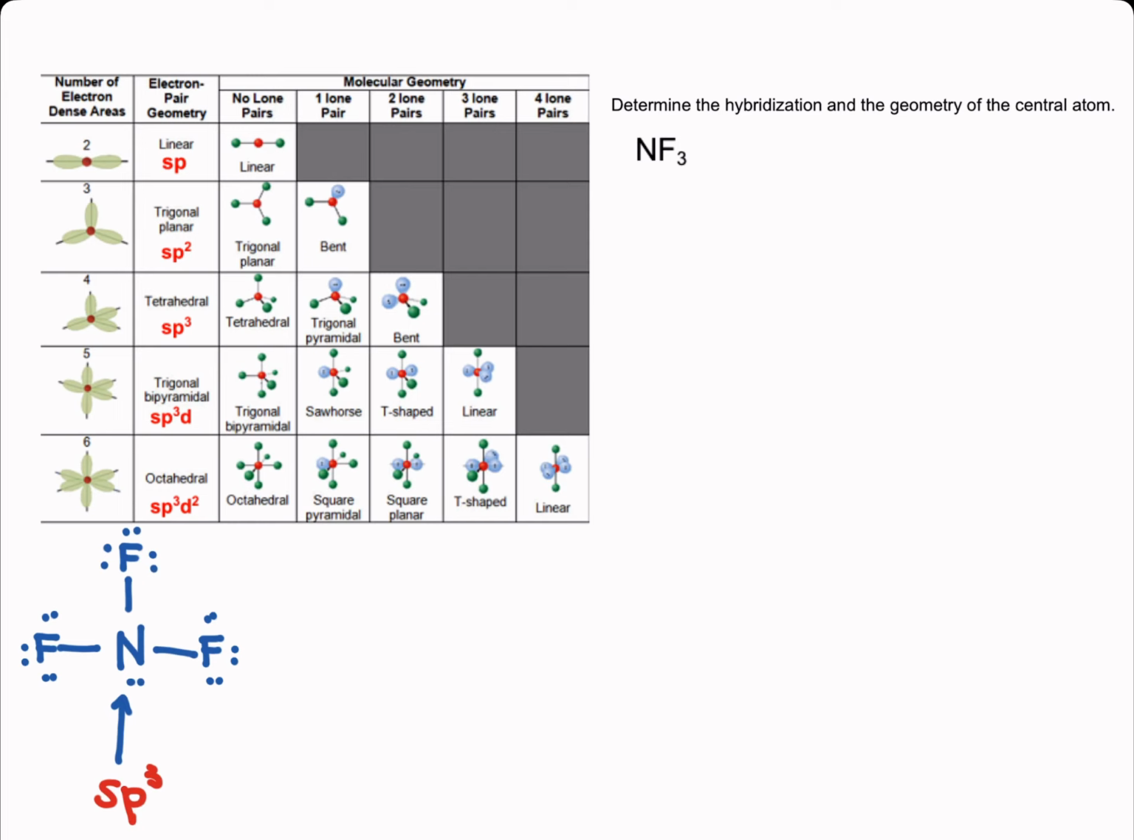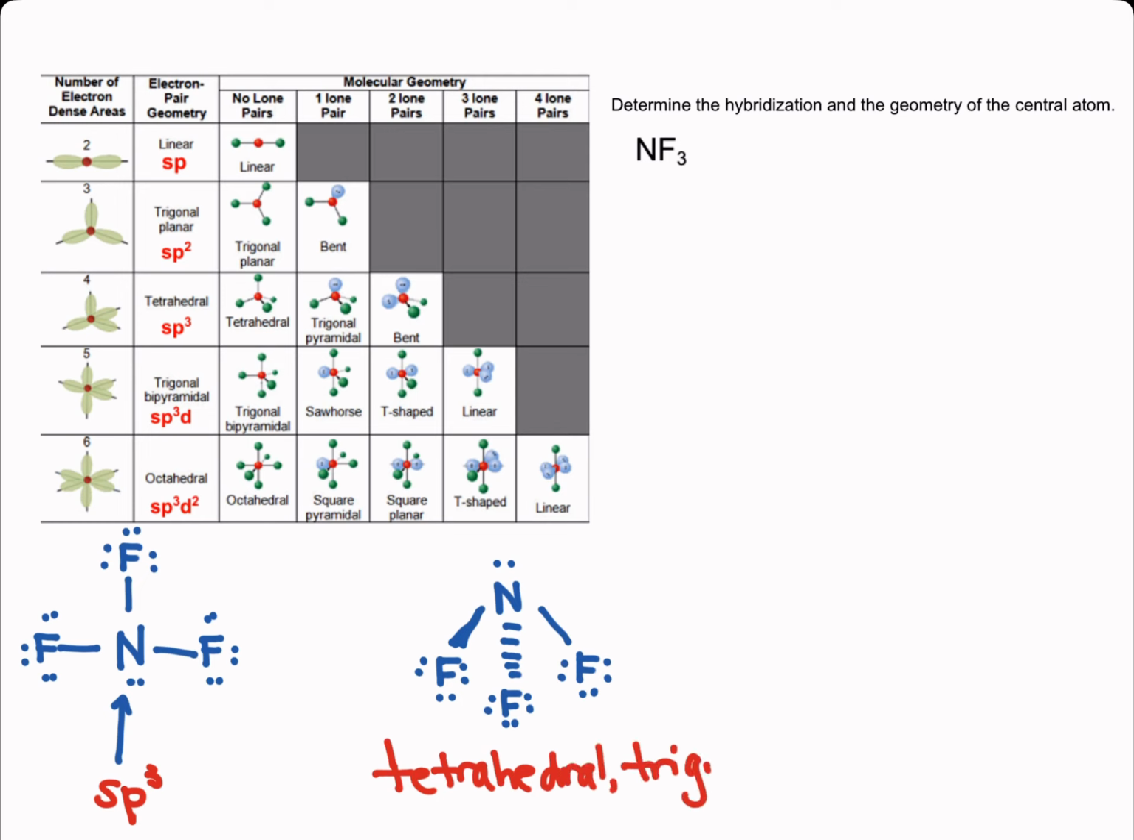We can also draw the geometry. And this will be a tetrahedral, but it has a lone pair, so trigonal pyramidal with bond angles less than 109.5 degrees. We can also do another example.